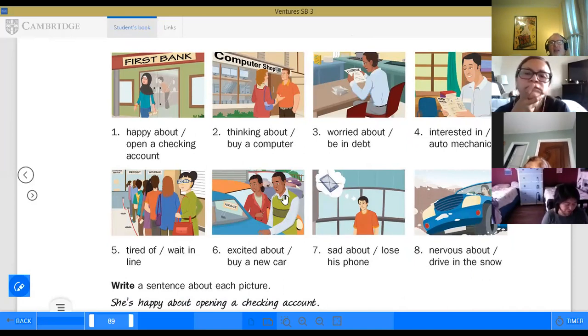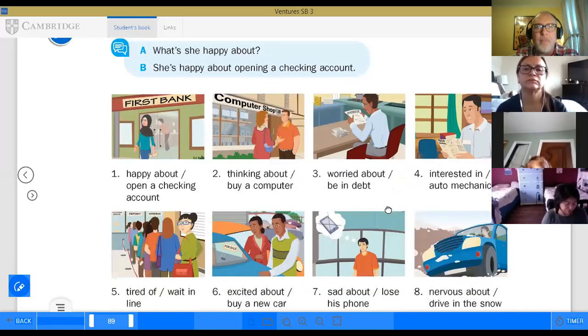Or they. Well, actually, they. There are 2 people there. So what are they thinking about? They're thinking about buying a computer. They're thinking about buying a computer, right?